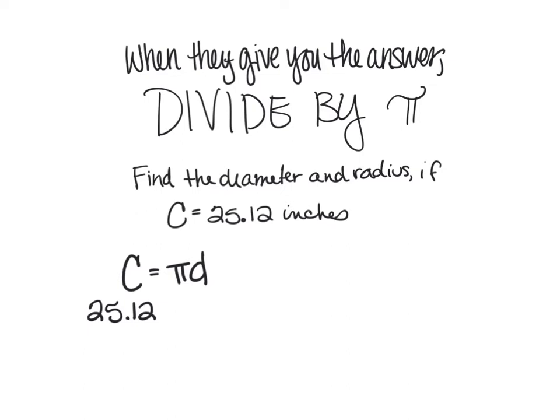So instead of multiplying by pi, we're going to divide by pi. And so I'm going to mark out this pi. Ooh, that's ugly. And I'm going to put divide by pi. So in your calculators, do 25.12 divided by 3.14.